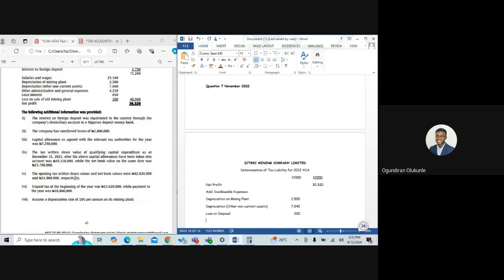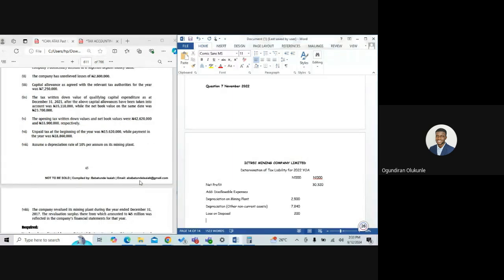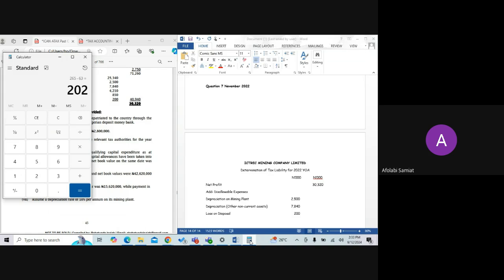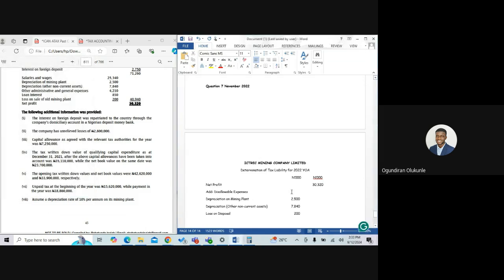So we need to check the additional information. Is there any additional information of importance to us? We have the interest on loan, unrelieved loss, capital allowance, tax written-down value of the asset. So we don't have any other thing here. So what's the amount here? Are we together? Yes, sir. So you have 25 plus 7840 plus 200. So what do you have? 10,540.